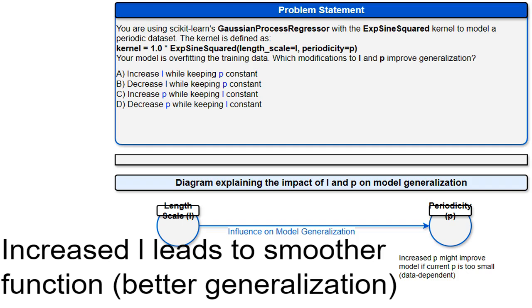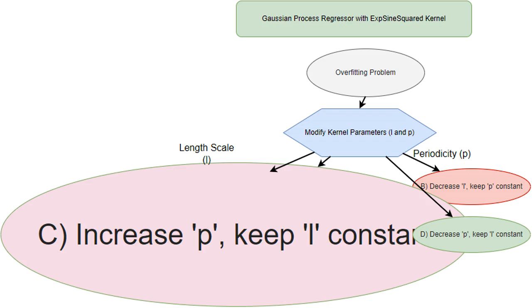Increasing the length scale, L, leads to smoother functions and better generalization, less overfitting. Increasing the periodicity, P, might help if the current periodicity is too short. However, it's less directly related to overfitting than L. I see length scale, L, controls how smooth the function appears. A larger L means a smoother function, reducing overfitting because it generalizes better. A smaller L creates a wiggly function, leading to overfitting because it's too focused on the training data's noise.